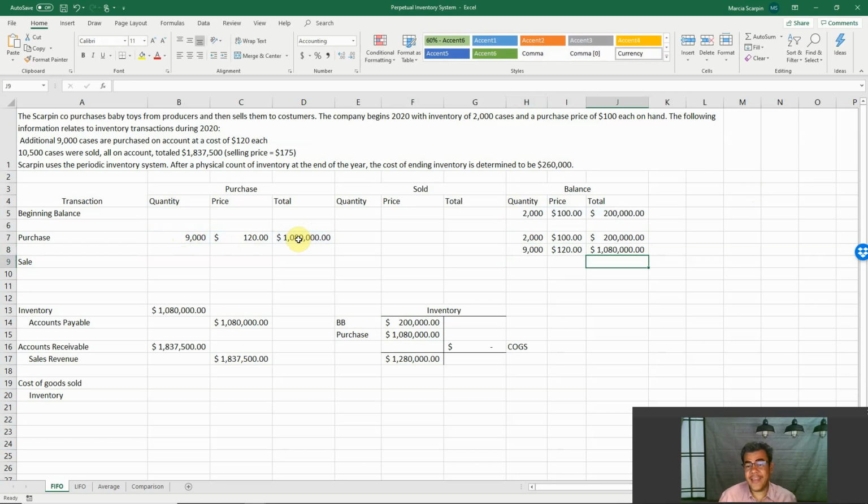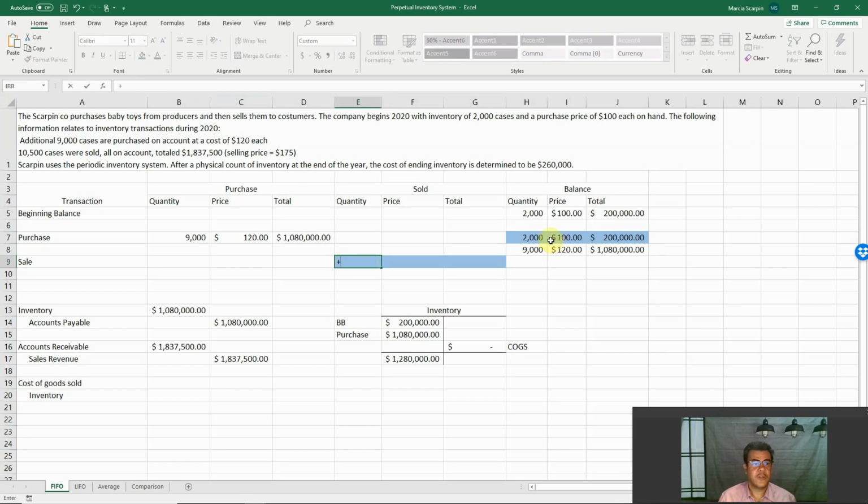Okay? And the cost of goods sold, how much is it? 10.5 thousand cases. So FIFO, first in, that's blue here, it is the first out. So, okay, do we have 10.5 thousand units in the beginning balance? No, we have less than that. So let's take all of them here.